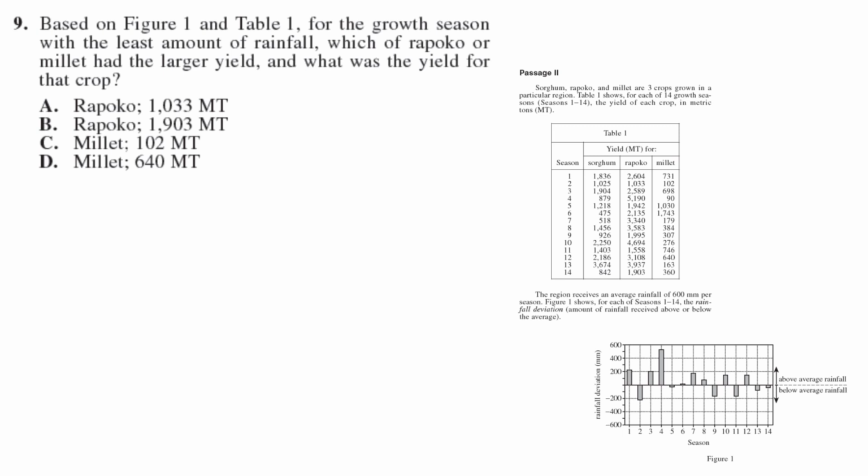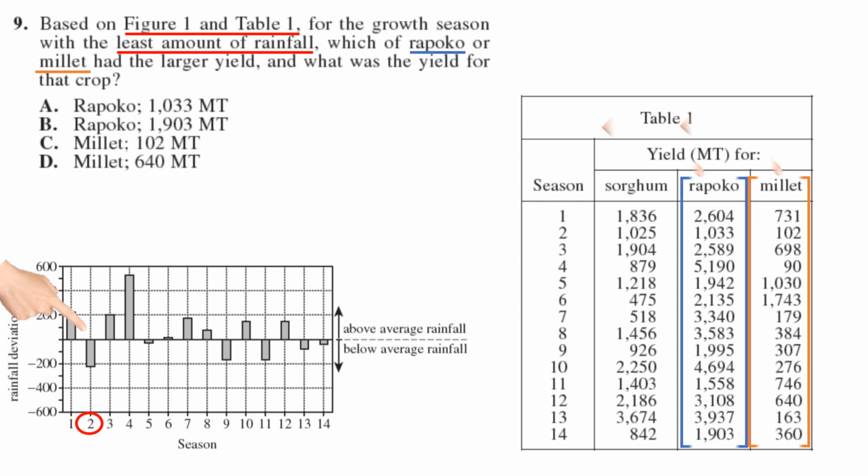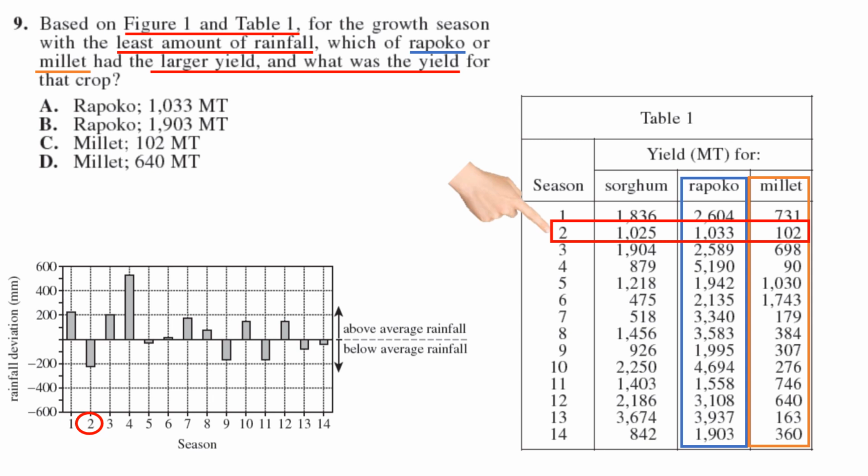Number 9, based on figure 1 and table 1, so we're using both, for the growth season with the least amount of rainfall. So the least amount of rainfall is going to be in figure 1, and that is going to be growth season 2 because that's the furthest below the average line. Which of Rapico or millet had the larger yield? We're looking at season 2. We wanted the larger yield, and what was that yield? So the larger one is Rapico, and it's 1,033, so choice A.